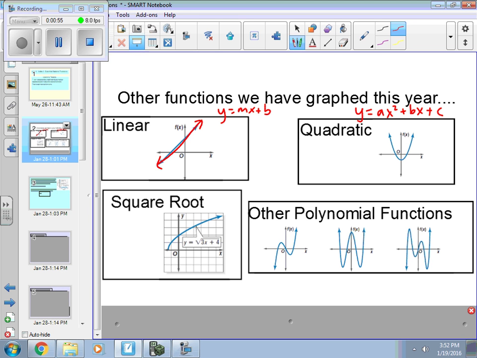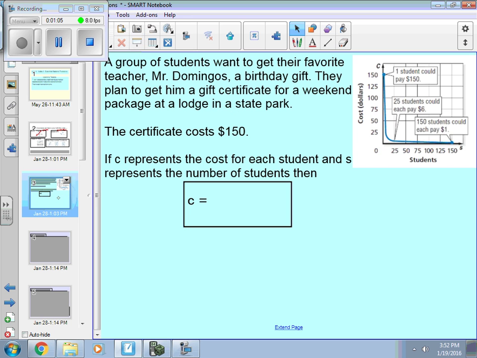Square root functions we've looked at. Those are anything with a square root involved. And we've looked at some other polynomial functions in previous units. But now that we have rational expressions, you're going to see some different things happen.